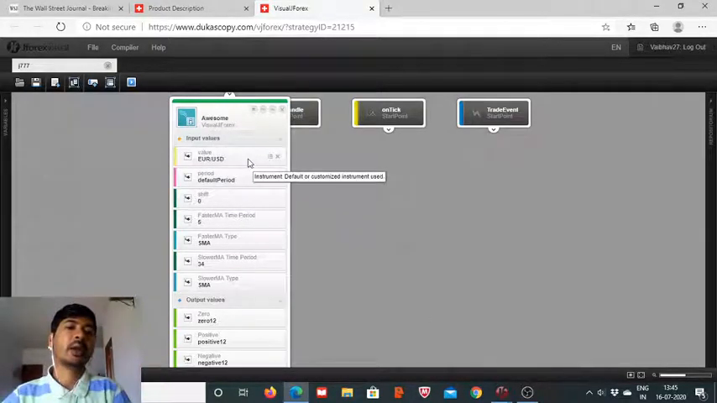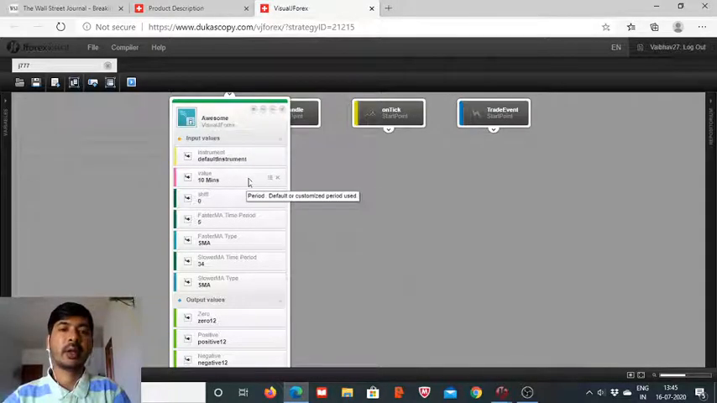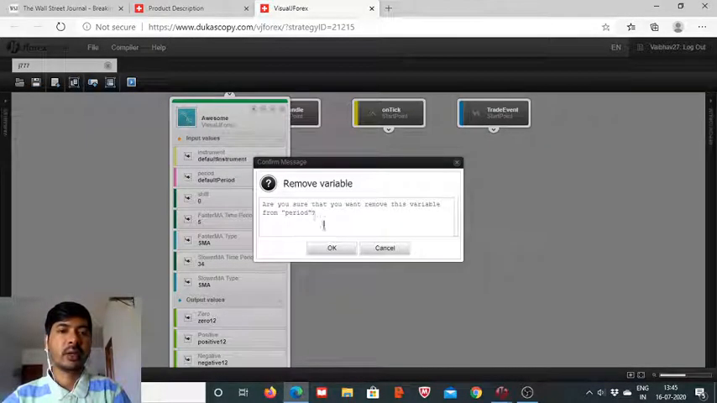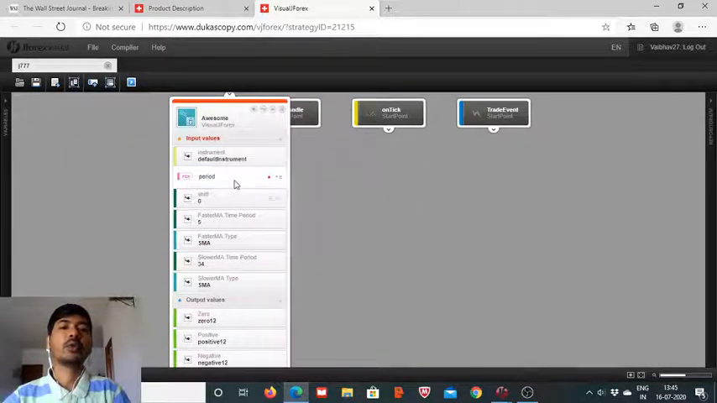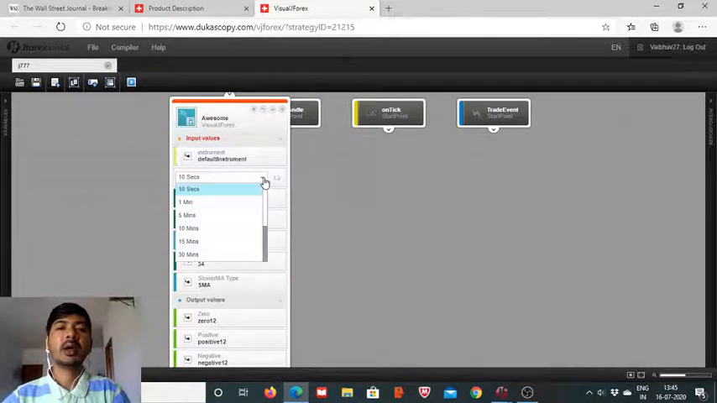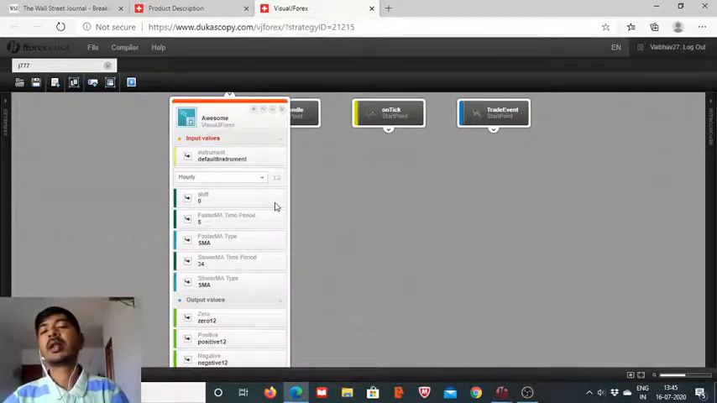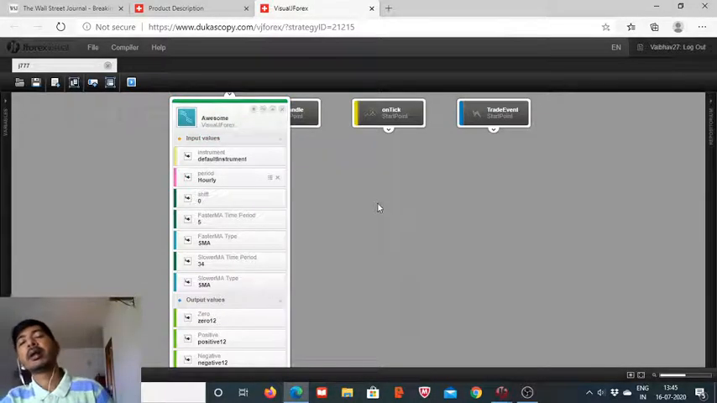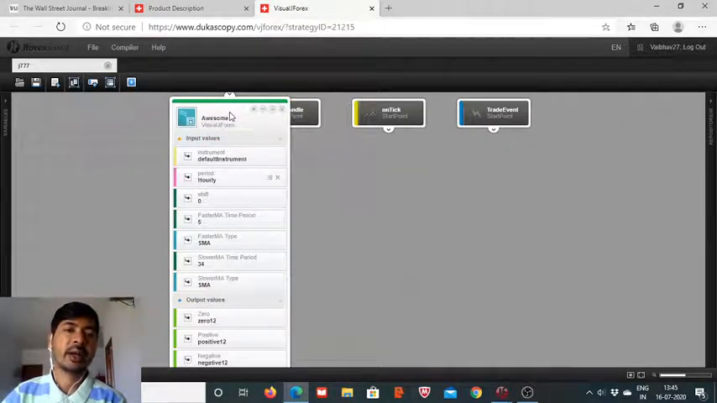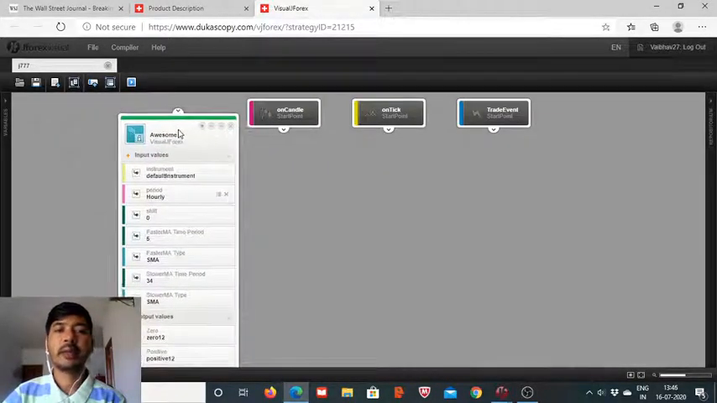The default instrument is Euro USD, the default period is 10 minutes. Now that we are seeing this on the hourly time frame, we have to change this. So we are trying to reconstruct what we have on the hourly setup. So I'm giving you an example of how you can do that, and then it will trade just the way you want it to trade.